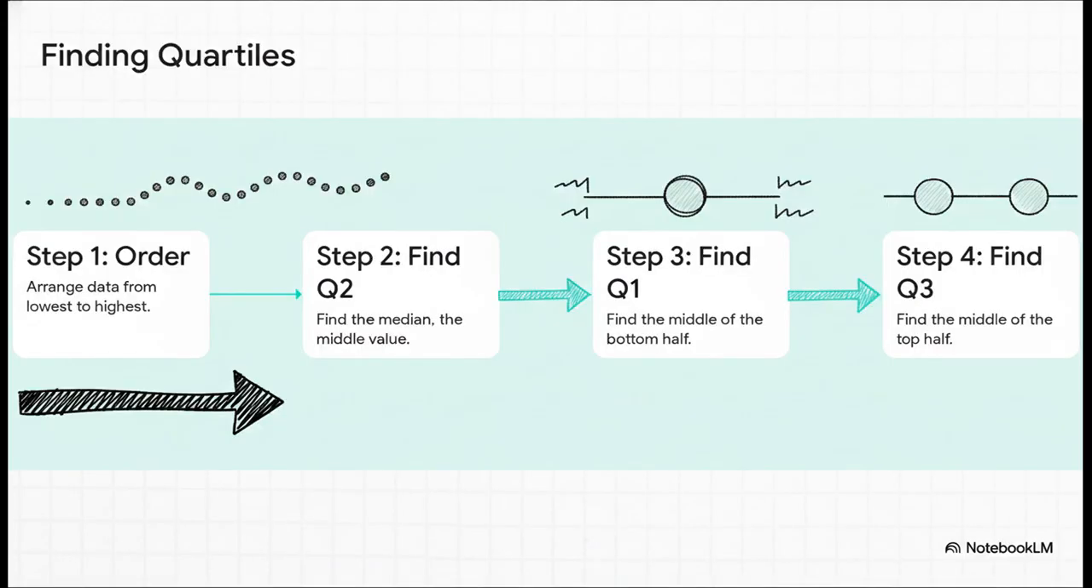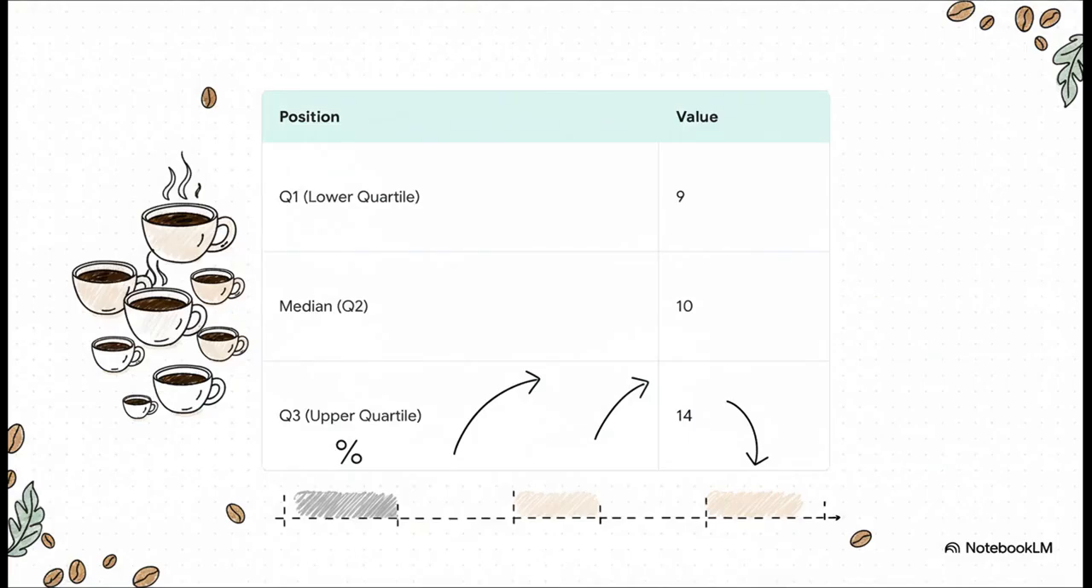And you know what? Finding them is actually super straightforward, especially for a simple list of numbers. Step 1, you just arrange all your data from the smallest value to the largest. Then you find the number that's smack dab in the middle. That's your median, also called Q2. From there, you just find the middle of the bottom half. That's Q1, and the middle of the top half. That's Q3. That's it.